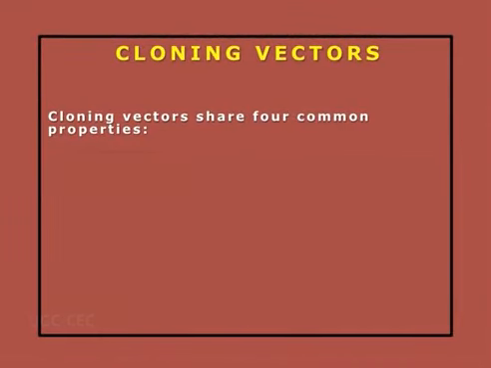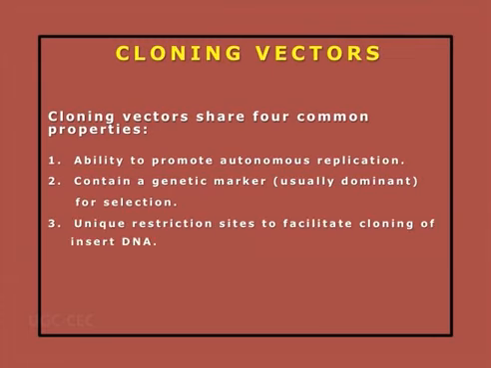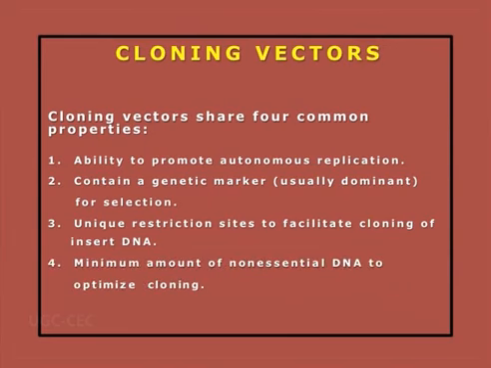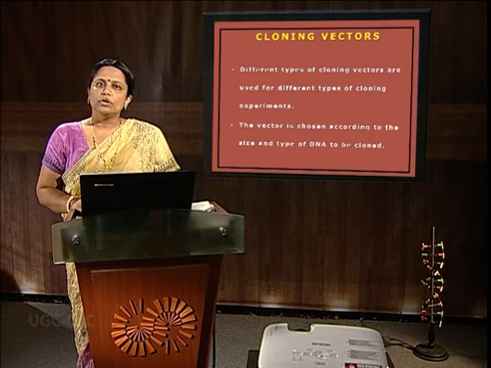You can see here, cloning vectors share four common properties. Number one, the ability to promote autonomous replication. Number two, cloning requires existence of genetic markers inside the cloning vehicles for their suitable selection. Number three, it needs unique restriction endonuclease cleavage recognition sites for the introduction of foreign DNA. And finally, minimal amount of non-essential DNA is to be allowed to exist to facilitate cloning. So, we will be starting up the journey on cloning vectors.